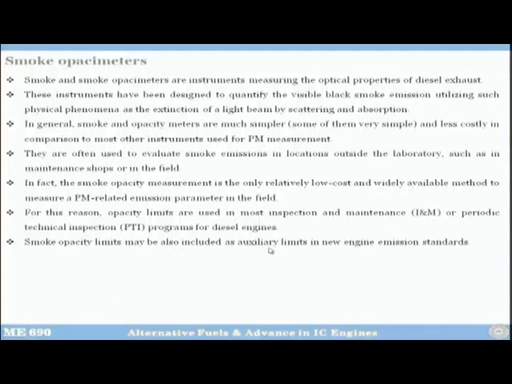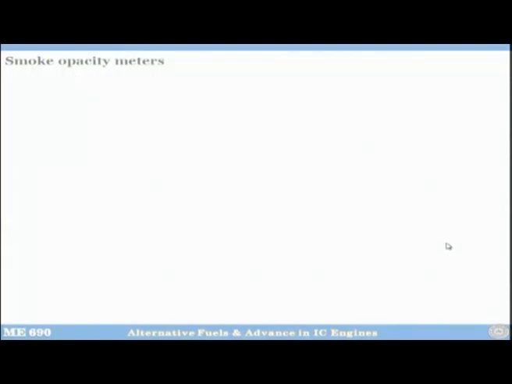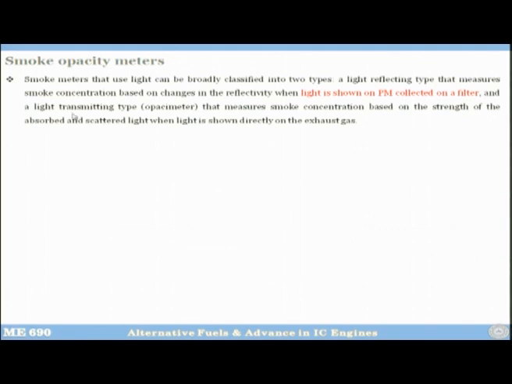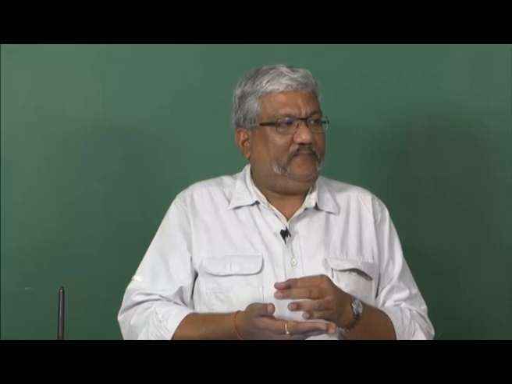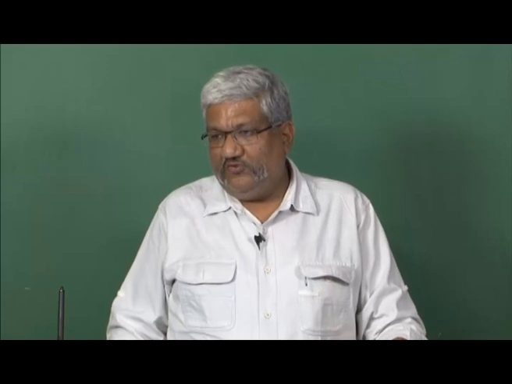Smoke opacity limits may also be included as auxiliary limits in new emission standards that are being considered. So, as I said, smoke meters that use light can be broadly classified into two types: a light reflective type that measures the smoke concentration based on the changes in reflectivity when light is shone on the PM collected on the filter paper. So, I showed you this is the first one, like a concentric hole coin kind of situation where you have the light coming from the top, and on the bottom you have the filter paper through which you have already passed a known volume of exhaust gas.